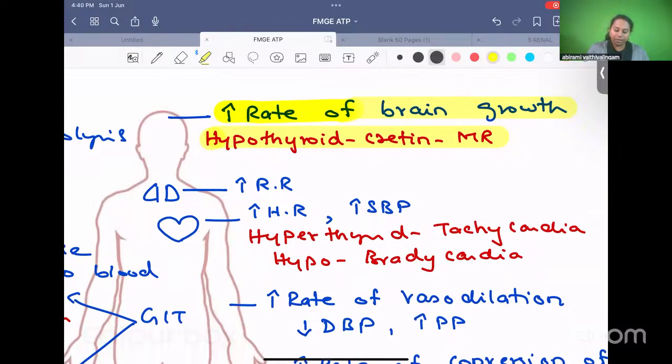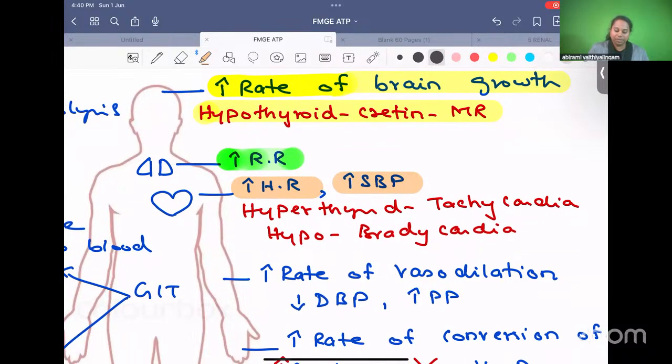Thyroid hormone increases the respiratory rate on lungs. On heart, thyroid hormone increases heart rate, increases systolic BP. That is why hyperthyroid patients have tachycardia, and hypothyroid patients have bradycardia.